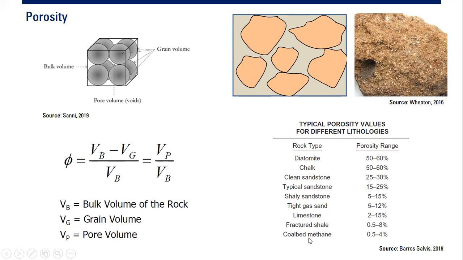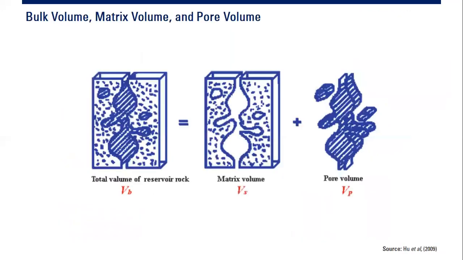Fractured shale, and then coal bed methane. You can see these numbers. These are the typical values. Okay, only the typical. So maybe you need to check on a case by case basis. There can be different, but these are the typical values.